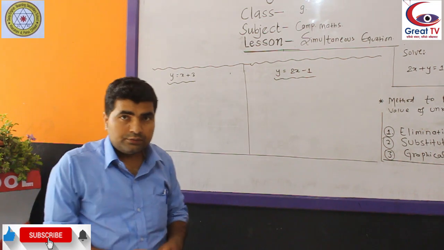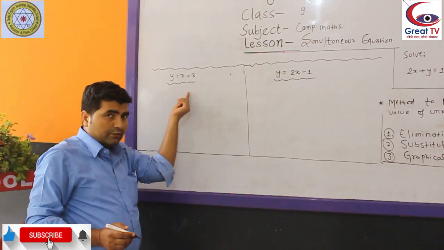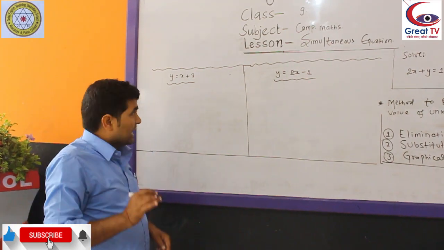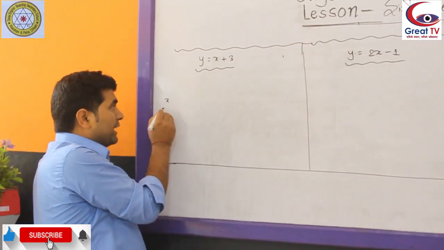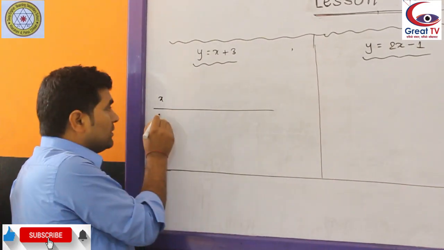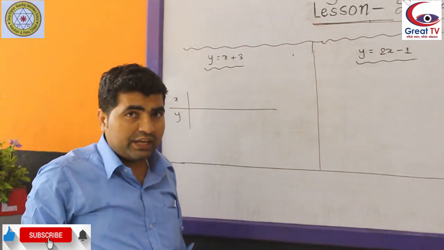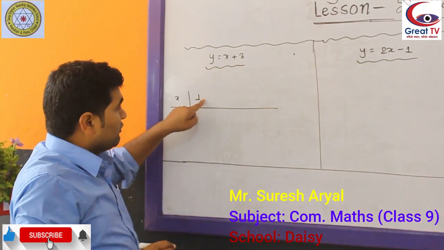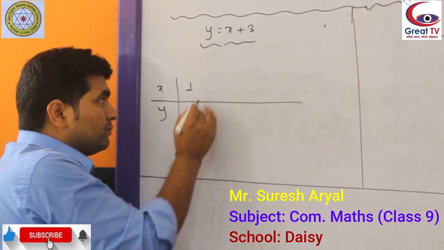Okay, now finding the pair of solution, putting the possible values of x and y. Dear students, what values of x and y? Yes, by solving we can find the values of x and y. If the value of x equals 1, while putting the value of x equal to 1, then we get the value of y equal to 4.